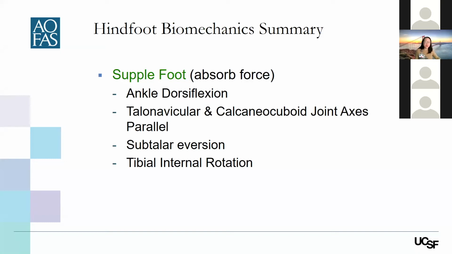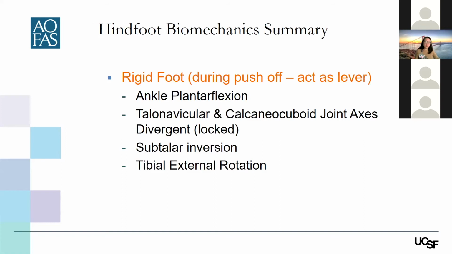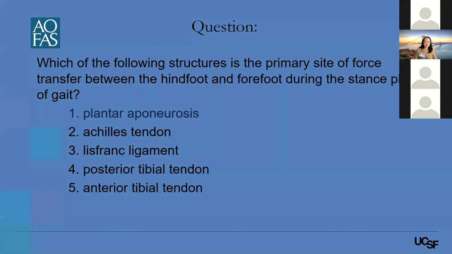And by that token, your tibia is internally rotated. So when you go through the gait cycle, from the heel touching the ground and rolling through, and now you're getting ready to push off with heel off and toe off, you want it to be really rigid. In this position, your ankle is in plantar flexion because you're getting ready to push off. Your CC and your TN are now divergent and locked. You want everything to be stiff, and your subtalar joint is in inversion with external rotation of your tibia. So Andrew, who's the next person who's going to answer this question?